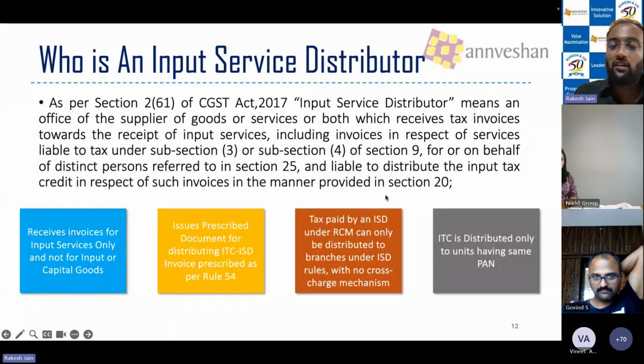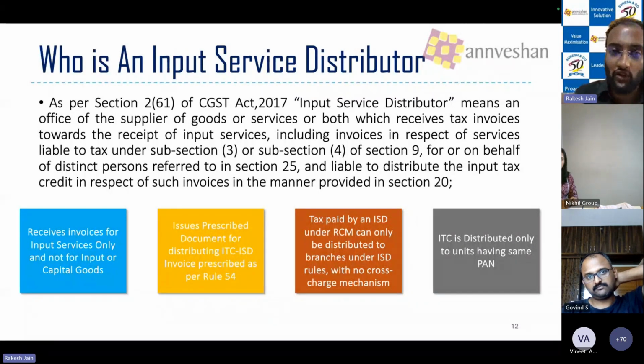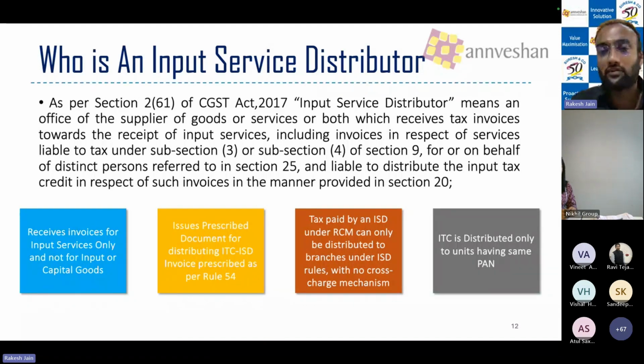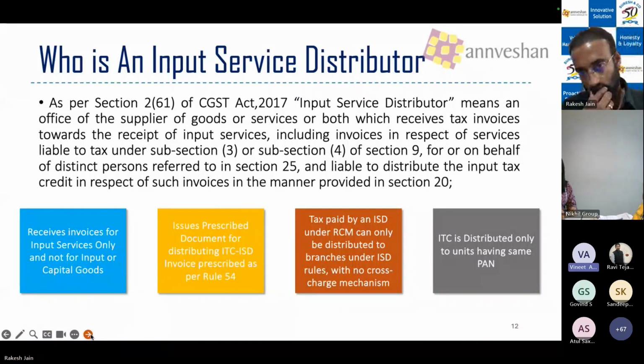That means wherever services are received, not just invoices, at a head office level, but those services pertain to particular branch offices, then only the distribution criteria gets satisfied, and then only it will be called a common service. Not all services need to get billed to ISD, only the common services. So in my view, audit fee and security services, if the bills are coming at the head office level, can be covered under ISD only.